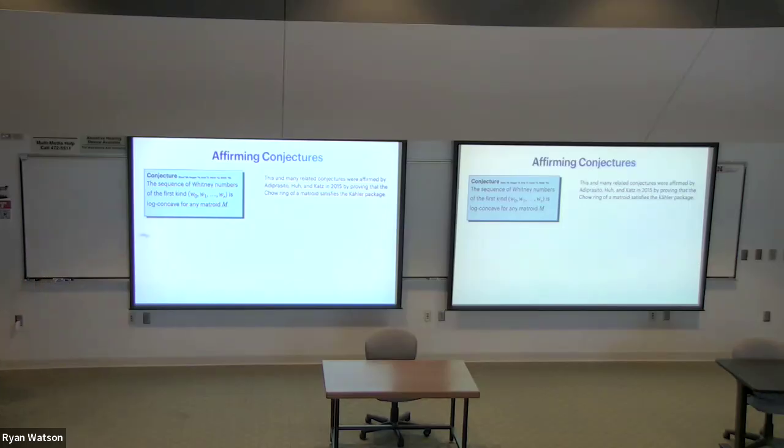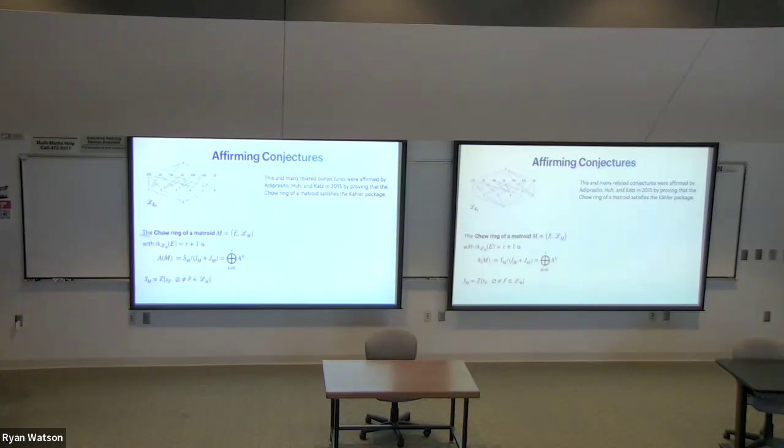And they did this by proving that the Chow ring of a matroid satisfies something called the Kähler package. So what is this Chow ring? The Chow ring of a matroid is a polynomial ring where I have a variable for every non-empty flat of the matroid. So the ring for this guy will have 6, 7, 1, so we'll have 14 variables, and I'll say what the ideals are on the next slide.